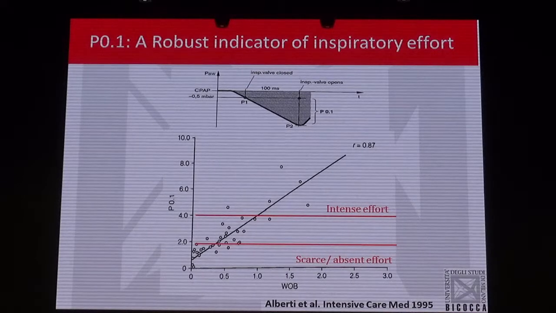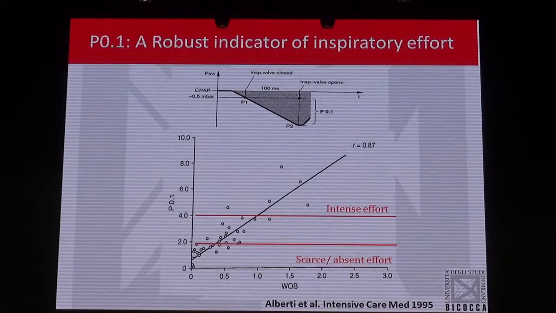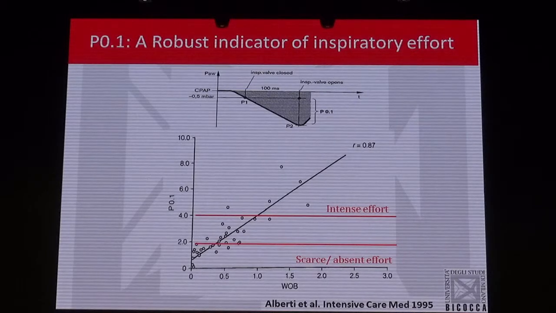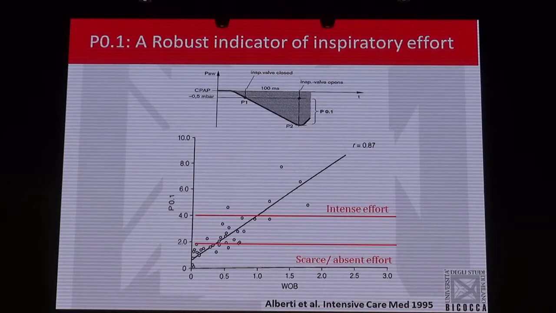Anyway, so how does P0.1 work? It just closes the ventilator valve for a very short period. The patient does not even realize that, and it's measuring how fast the pressure is dropping. So what is the effort that the patient is putting into the breath?